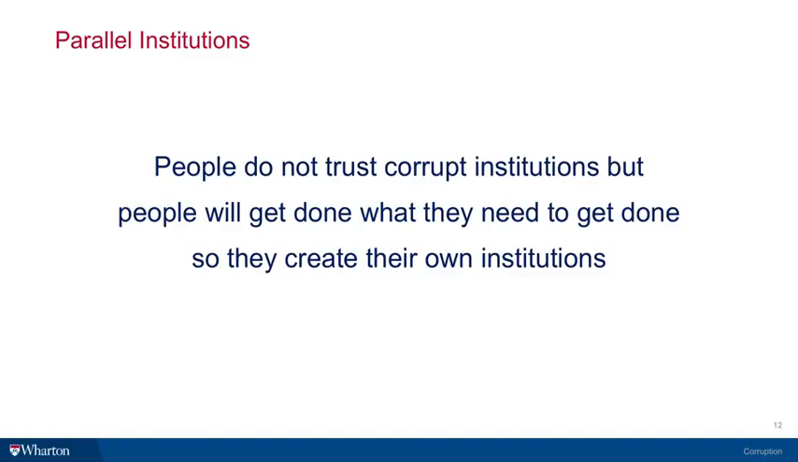There's another way in which corruption affects society and exacts a cost on society at a large level, and that is through the creation of parallel institutions. Now, we talked about this a bit in the last lecture, but it's important to understand that people don't trust corrupt institutions. You can understand why. But people will get done what they need to get done. And again, we've seen this throughout history. And so rather than using institutions that they don't trust, they create their own.